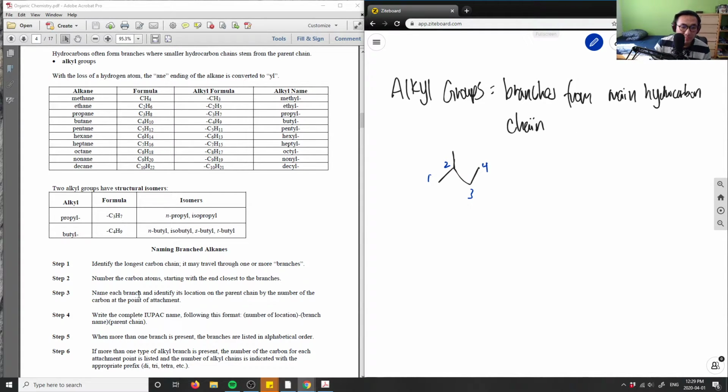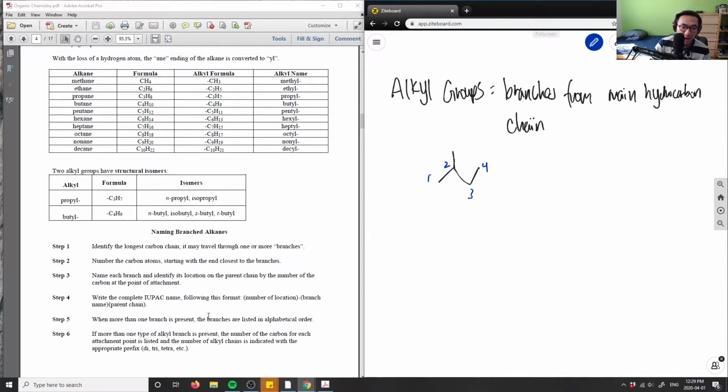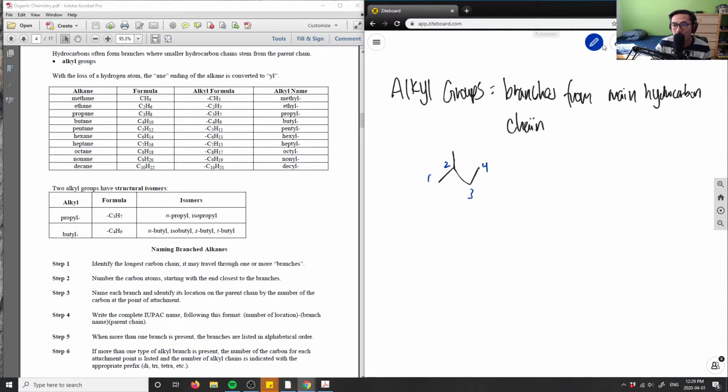And then what you have to do is name each branch and identify each location on the parent chain by the number of the carbon. These rules are very, very formal. How I like to do it is first I number the carbon chain, and then I go back to, okay, what is the prefix for 4? The prefix for 4 here is but, right? So we have BUT, that's our first thing, that's our parent, the prefix. And are there single bonds, double bonds, triple bonds? There are only single bonds here, so it's ANE, right?